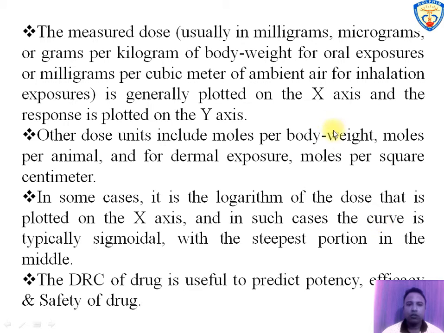The dose unit is usually milligram, microgram or gram per kg body weight. For oral dose, and for inhalation, milligram per cubic meter of ambient air is used. Some other units are also used for dose response curves. They are moles per body weight, moles per animal, and for dermal or skin, moles per square centimeter. In some cases, a log scale of dose is also used on the x-axis and a sigmoidal curve comes as a result. So the dose response curve is useful to predict potency, efficacy and safety of drugs.